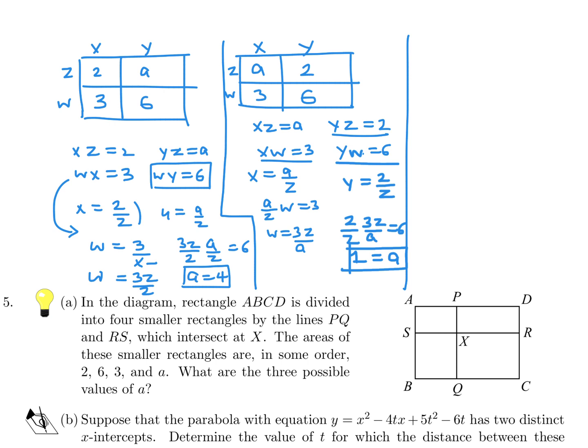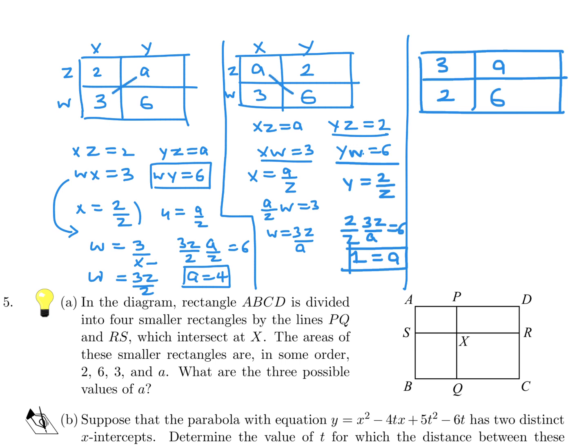And then one last one, because we have to find 3 values for A. So a different allocation this time: 3 here, A here, 2 here, 6 here. Because here A was opposite 3, and before A was opposite 6, so there's only one other number that could be opposite, and that's 2. So X, Y, Z, and W. XZ this time is 3, YZ this time is A, XW is 2, and WY is 6.